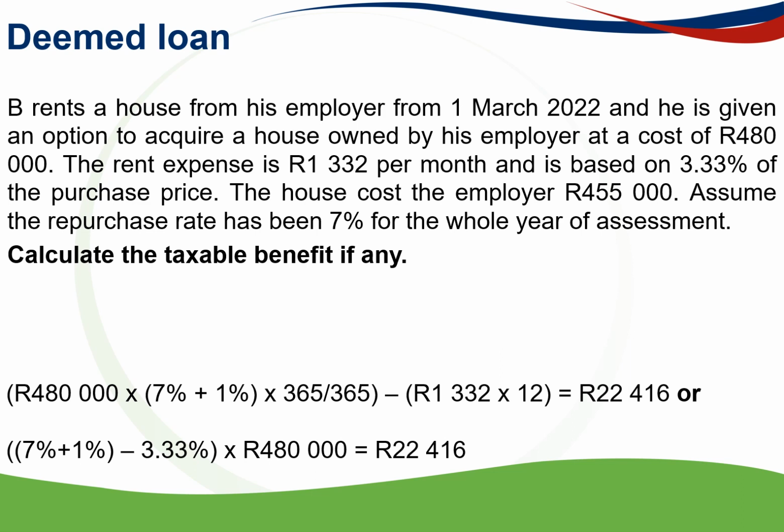Or if you want to do it the other way around, again, the official rate is 7 plus 1%, is 8%, less what was calculated as a percentage of the purchase price of the house. The rent was 3.33%, so 8% less 3.33%, and that difference multiplied by the 480,000 Rand purchase price for the whole year equals 22,416 Rand. So that's how that benefit is then determined.